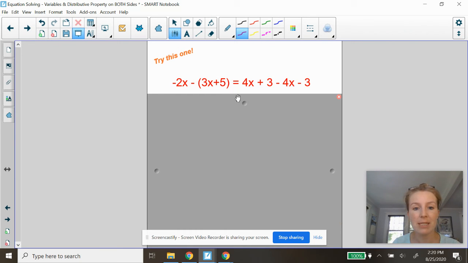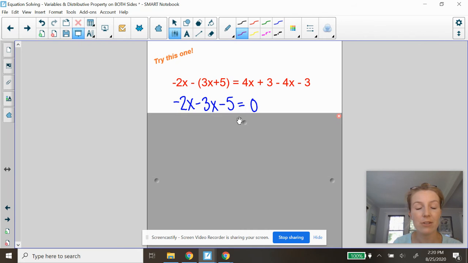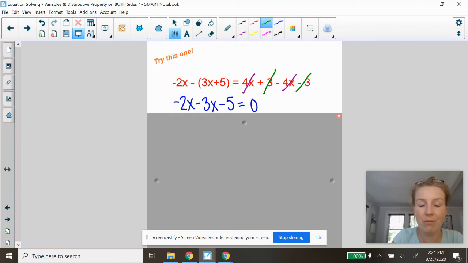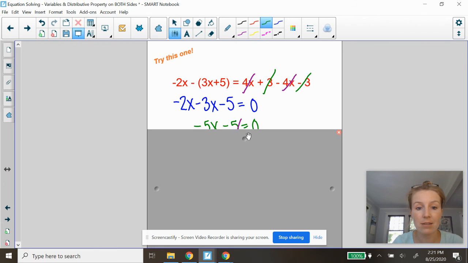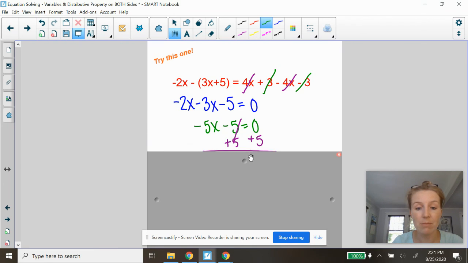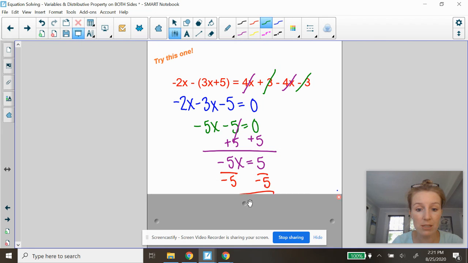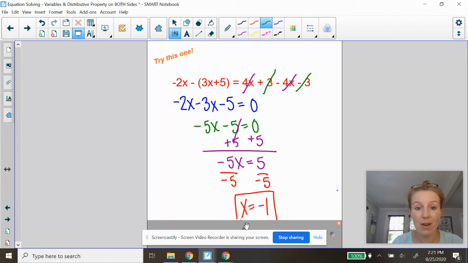All right, try this one, please. All right, you're back. Again, we needed to distribute on the left-hand side, but you'll notice on the right-hand side that my 4x and -4x cancel out, and my 3 and my -3 cancel out. So I end up with 0 on the right-hand side. But that doesn't mean I'm done. There's more to go, and I can still solve for x, which hopefully, as you've simplified and used inverse operations, you got x equals -1.